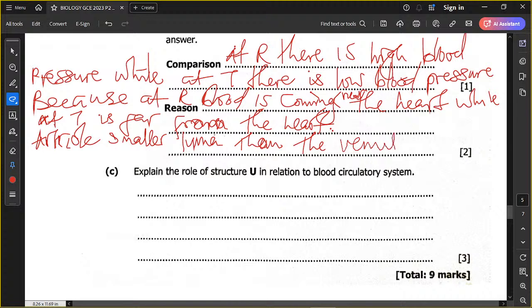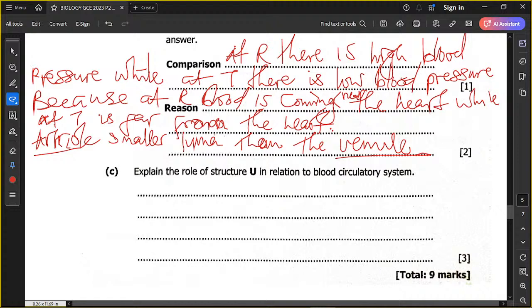Okay, that's why even the pressure is different at these two points. In the venule the lumen is wider, while in the arteriole the lumen is smaller. That's why there is high pressure here and low pressure in the venule.